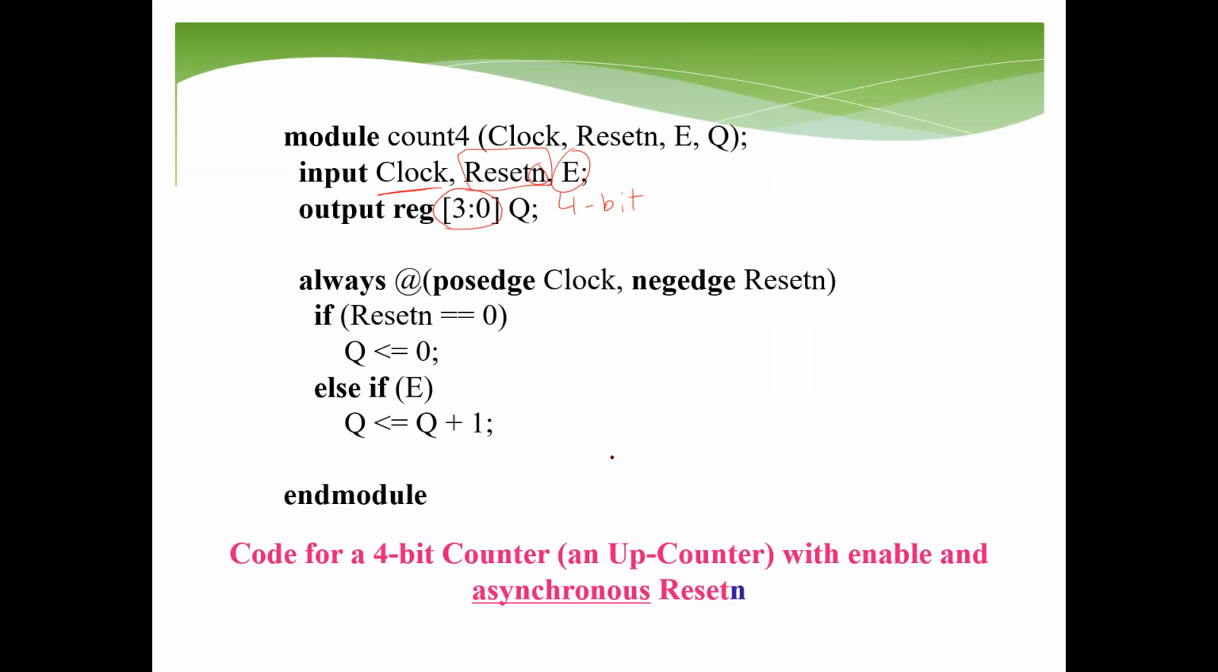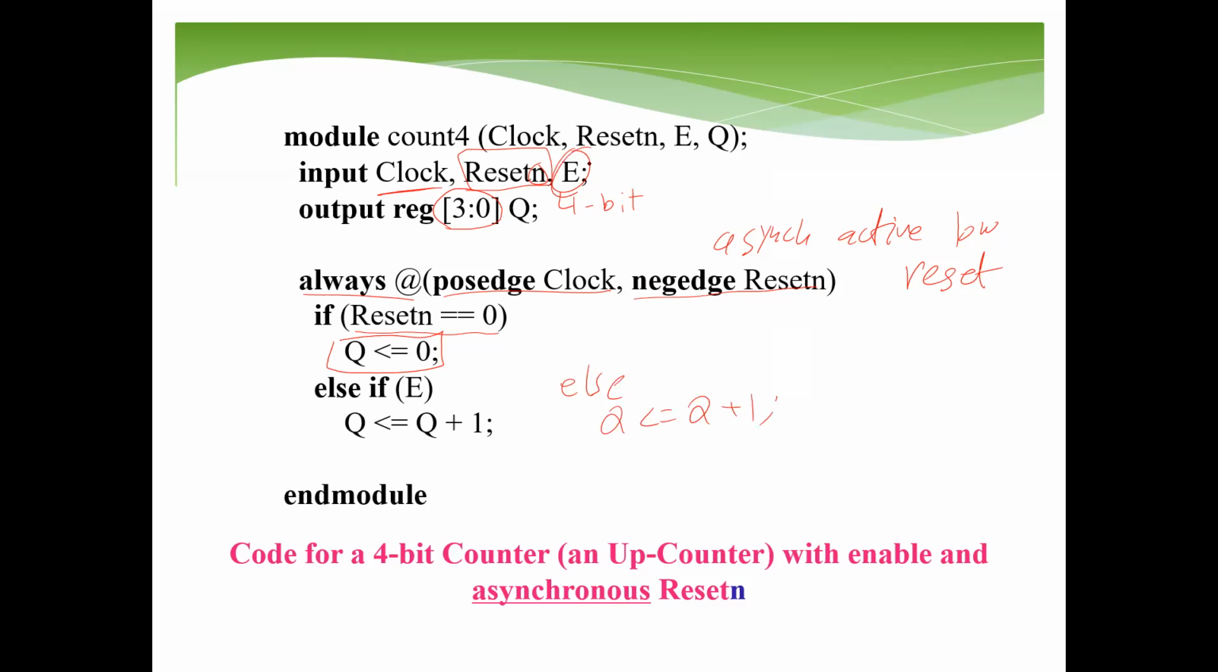Okay, so how will our code change? At the positive edge of clock or at the negative edge of reset n, meaning an asynchronous active low reset. Now inside, first thing to do, check for reset. If it's equal to 0, meaning our reset is active, let Q equal 0. If we don't have an enable signal, we can write else Q takes on the value of Q plus 1.